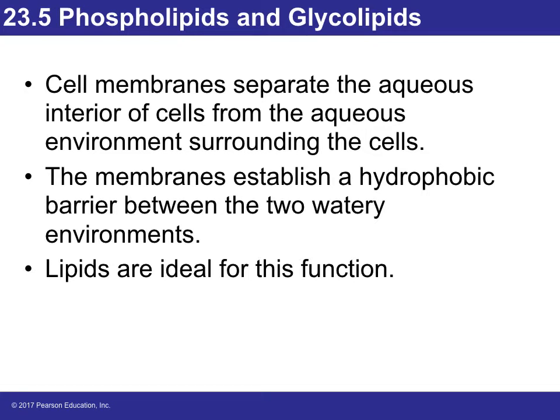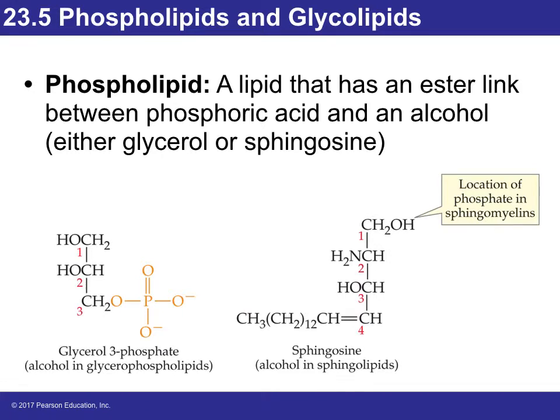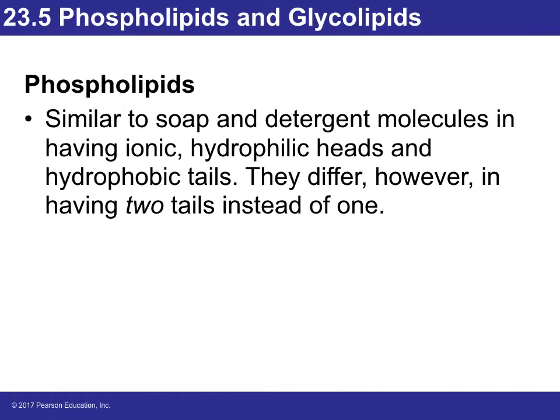So among those, I would like you to review phospholipids, lipids that have an ester link between phosphoric acid and alcohol. Phospholipids are similar to soap and detergent molecules in having ionic, hydrophilic heads and hydrophobic tails. However, they have two tails instead of one, so this is what we call the phospholipid bilayer. They are going to have their two tails facing each other, and then the hydrophilic heads pointing to the outside and the inside of the cell.